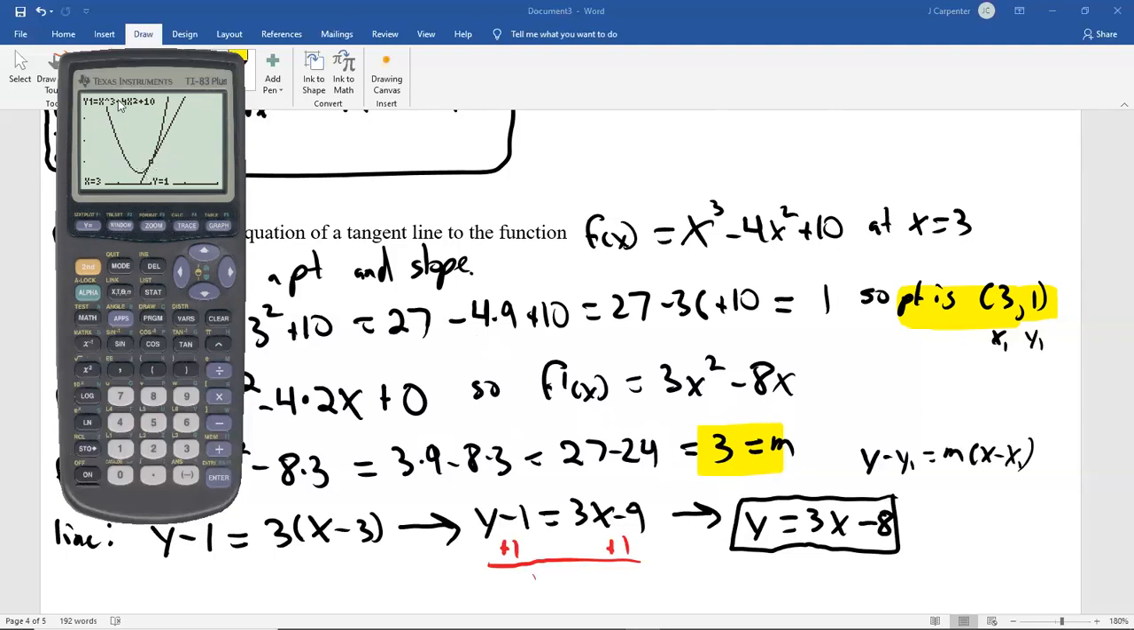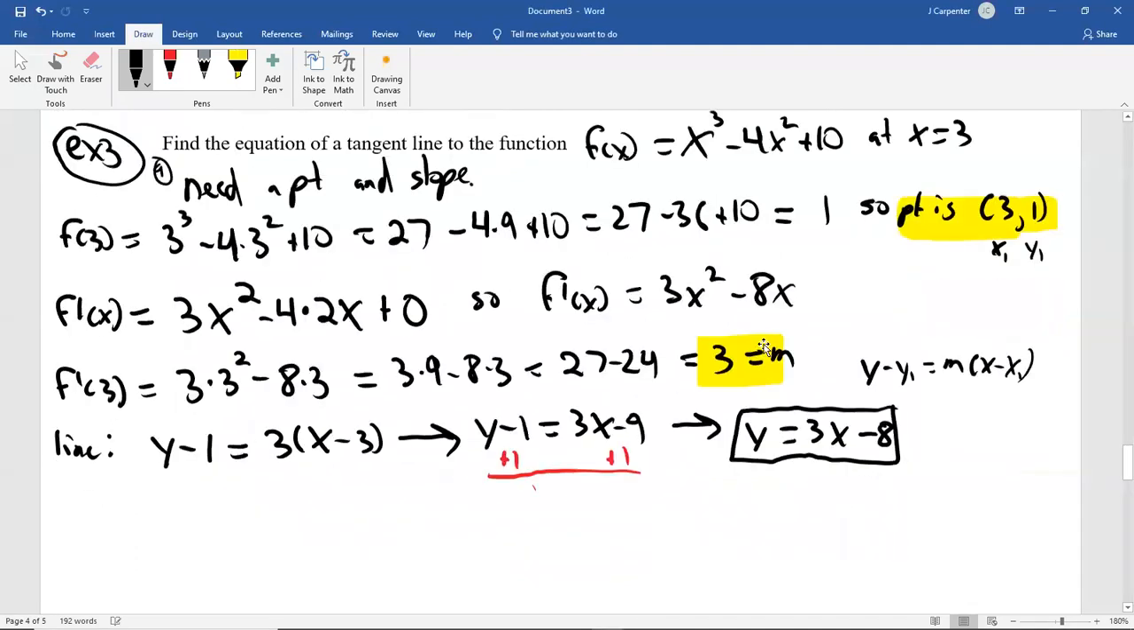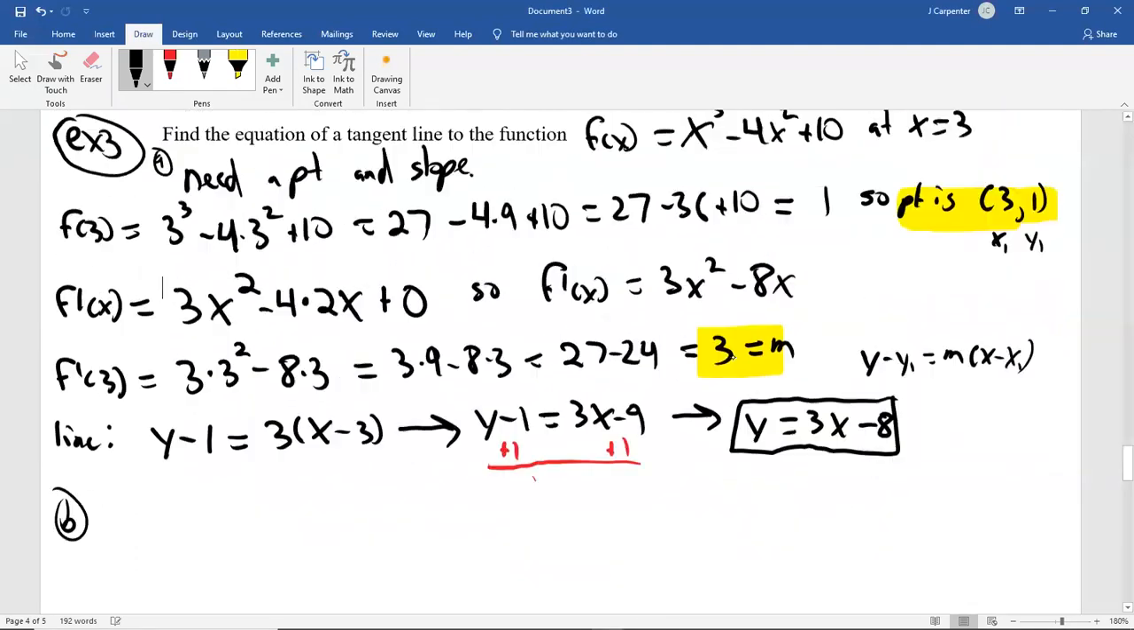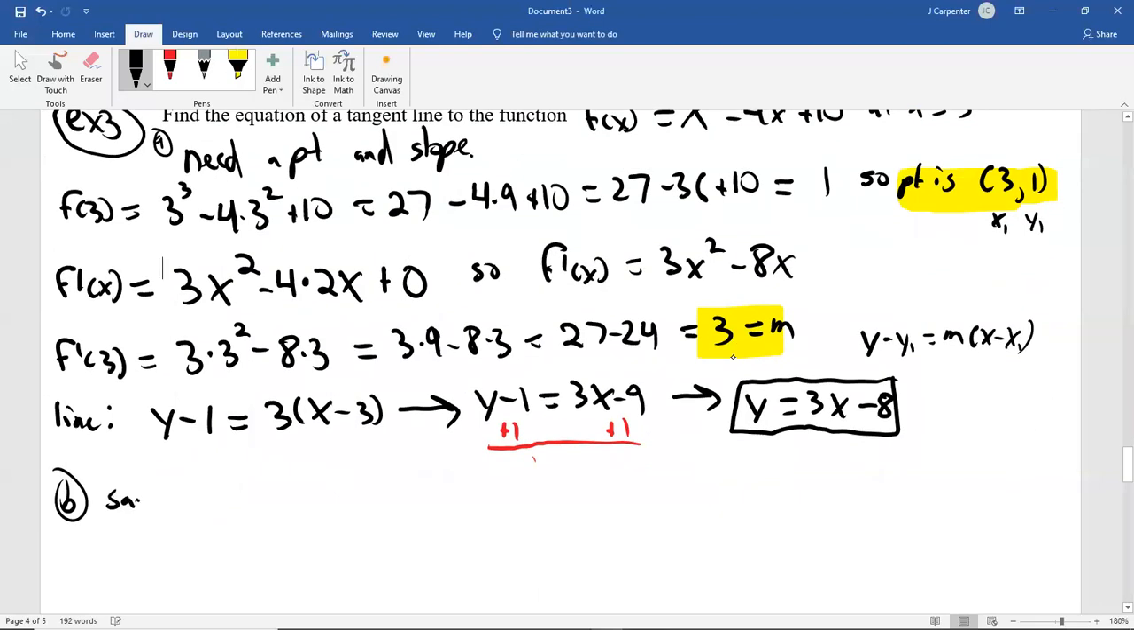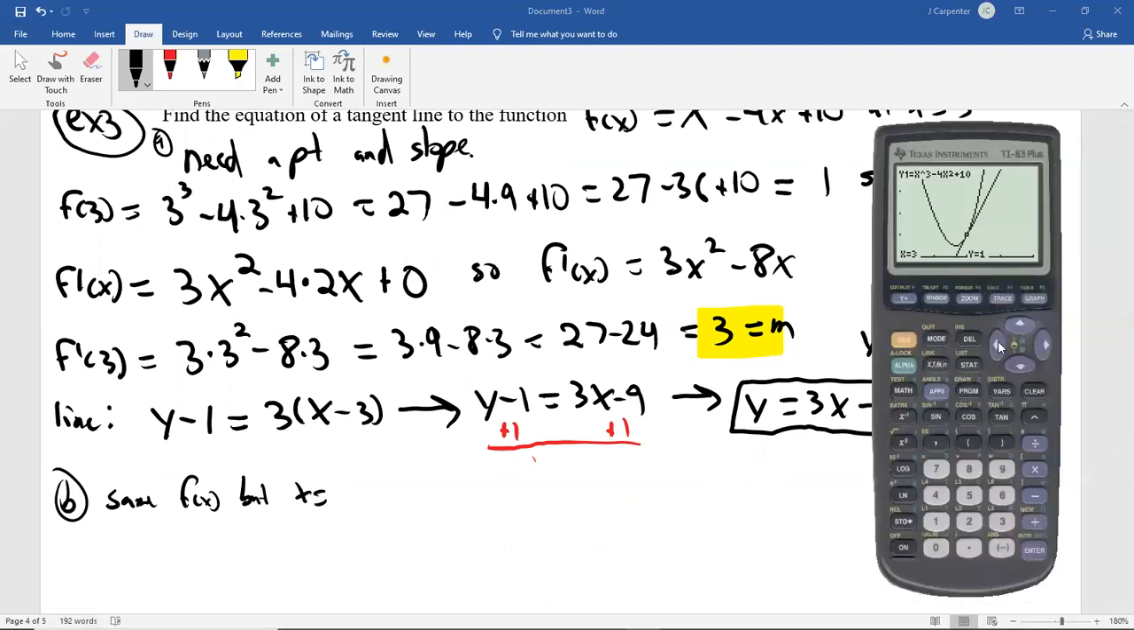But that's how our graph looks. Here's our curve, here's our tangent line. You can see the touch and go demonstrated. Let's do another one for this. So we'll call that 3a. For b, let's do the same function, but at x equals, let me pull up the graph and see where I want it to be roughly. We'll do 2. We'll do it at x equals 2.